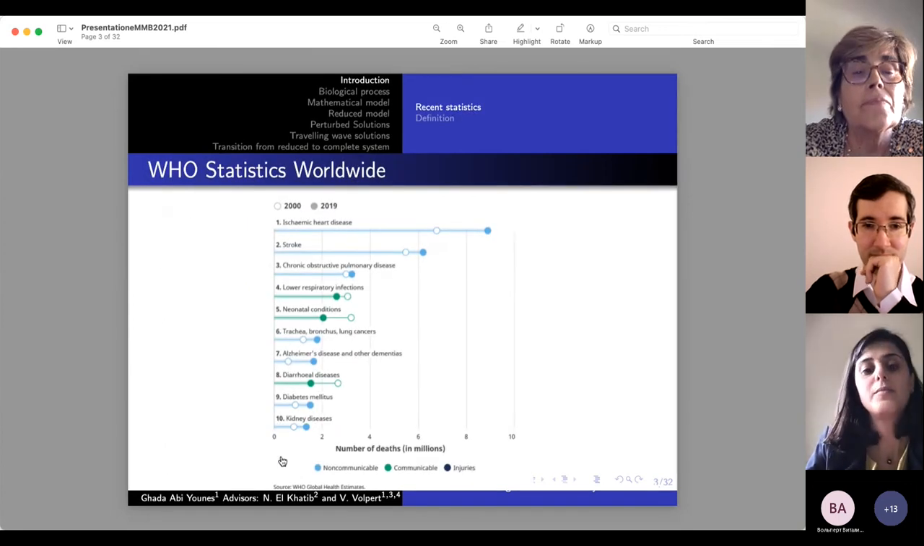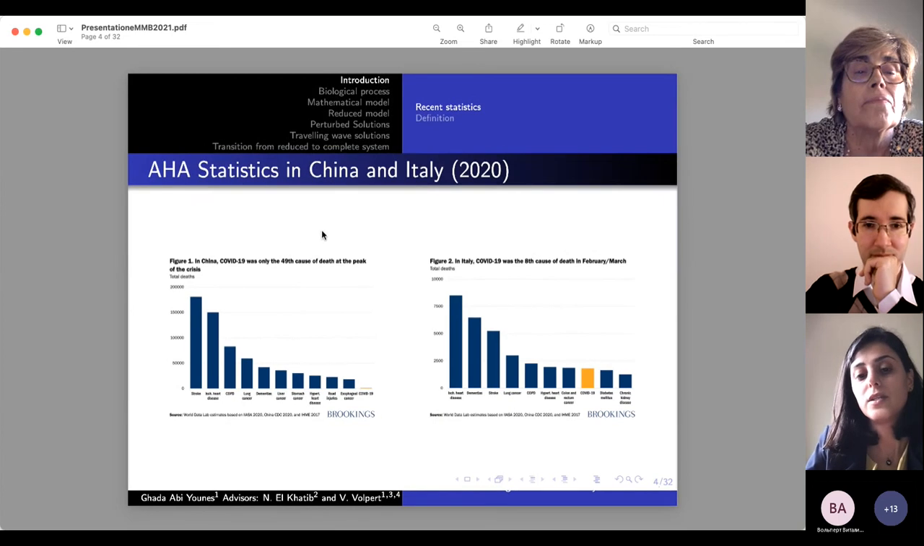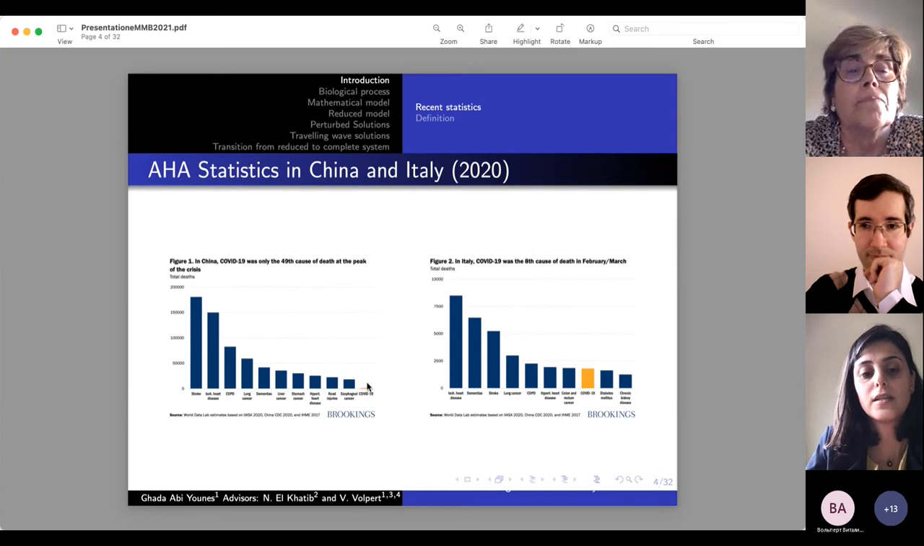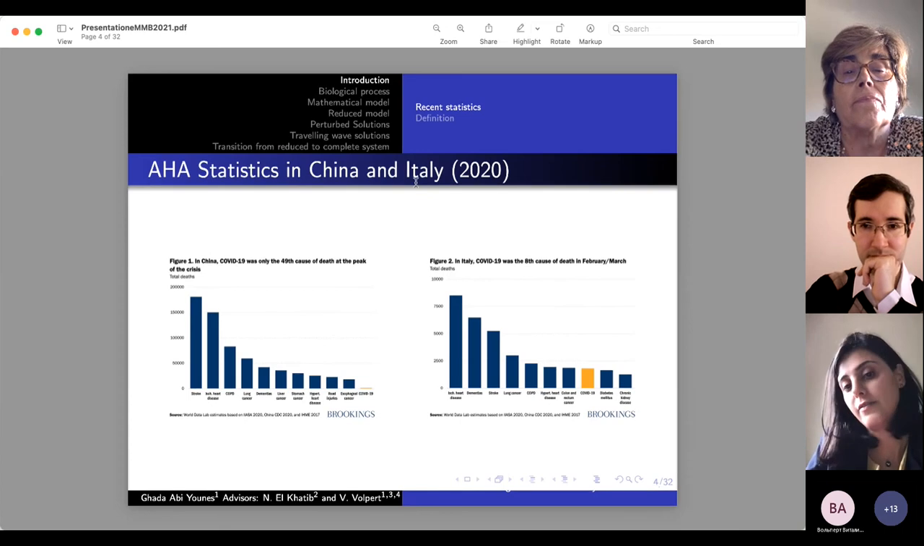So maybe some of you will ask why you are interested in modeling atherosclerosis. In fact, according to the World Health Organization, cardiovascular diseases such as ischemic heart disease and stroke are the top two leading causes of death worldwide. And even though recently COVID-19 is on track to become one of the leading causes of death, cardiovascular diseases remain the top leading cause of death, even in highly affected countries such as China and Italy.